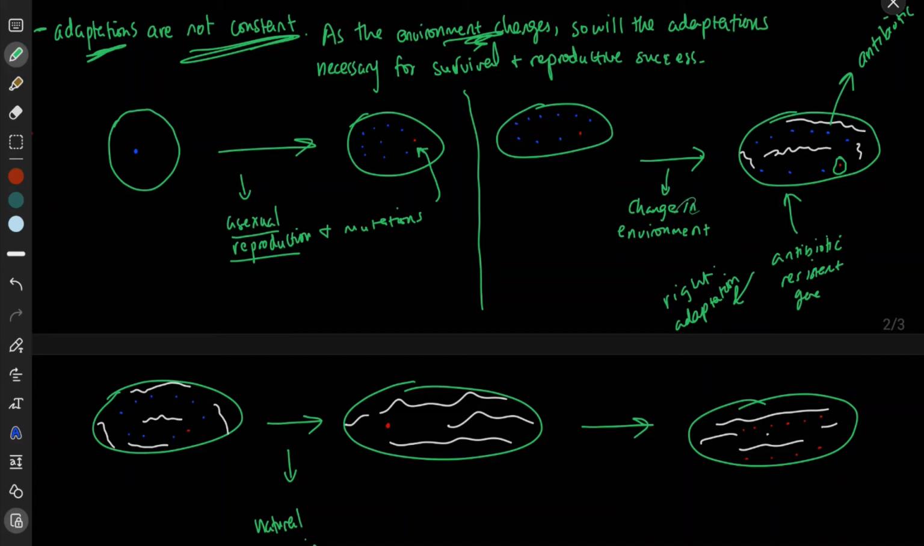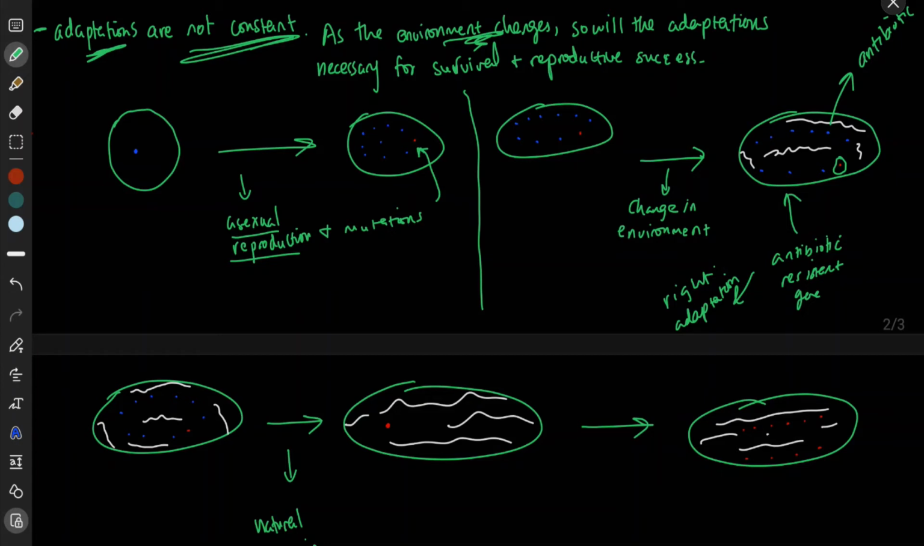We change the environment, and if the environment changes, the adaptations necessary to survive in that environment also change, which gives rise to the significance of our antibiotic resistant gene. Because we've introduced this antibiotic to this petri dish, the adaptation necessary to have survival and reproductive success has also changed, and that adaptation that's going to confer survival and reproductive success now in this new environment is the antibiotic resistant gene.